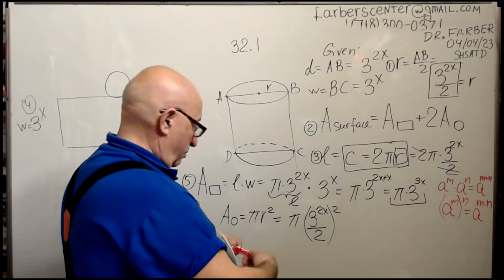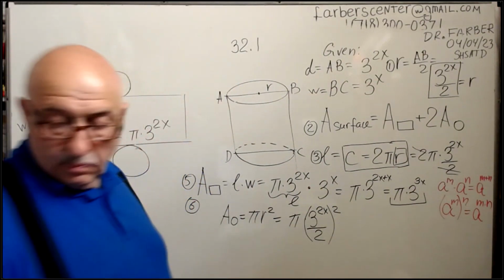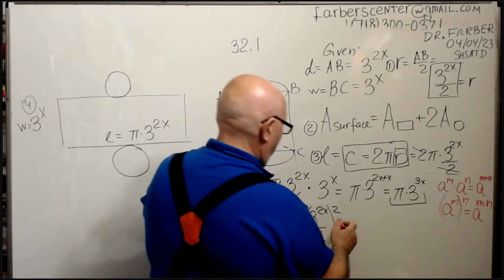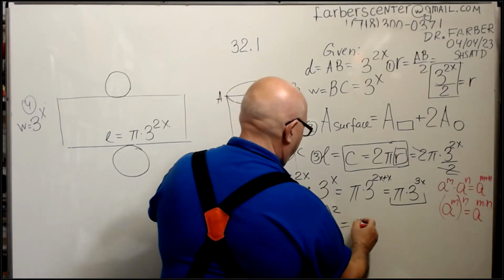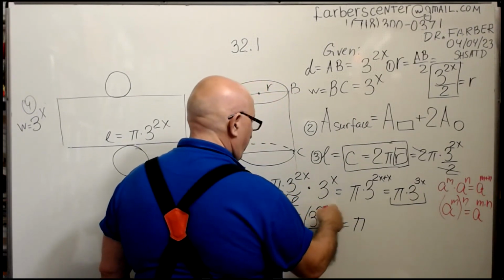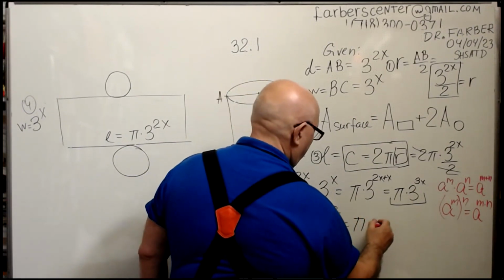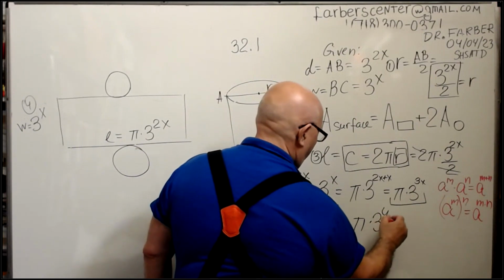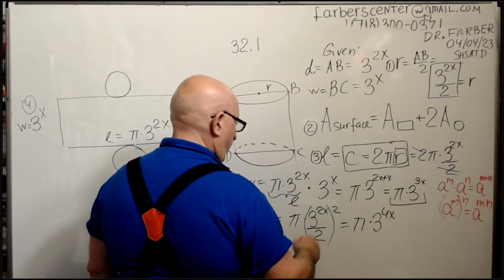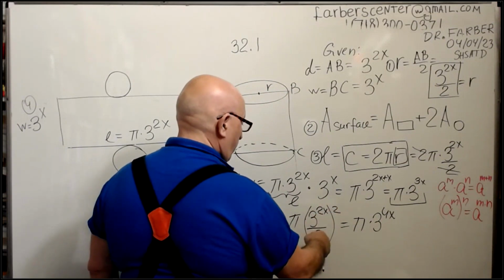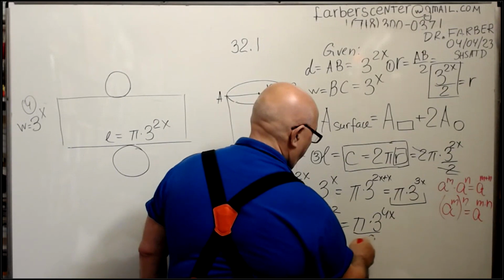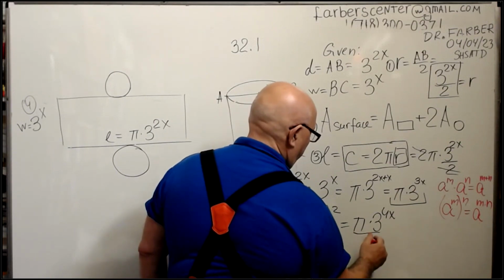Okay. And what will you get? You will get pi times 3, multiply exponents, to the power 4x. And 2 to the second power is 4. I will write 4 right away.